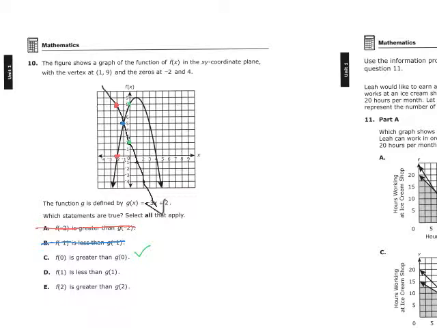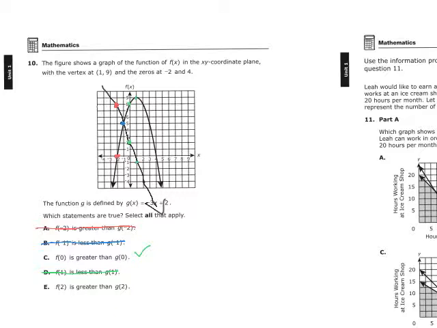All right, how about f of 1 is less than g of 1? Well, when x is 1, f is up here, and g of 1 is down here. So that is not true, because g of 1 is actually less, not f of 1. So that is not true.